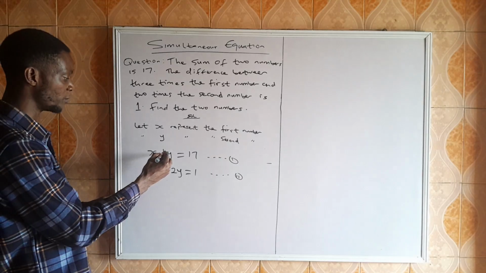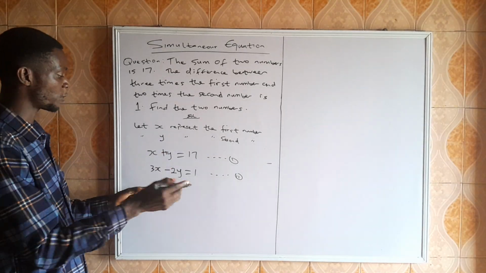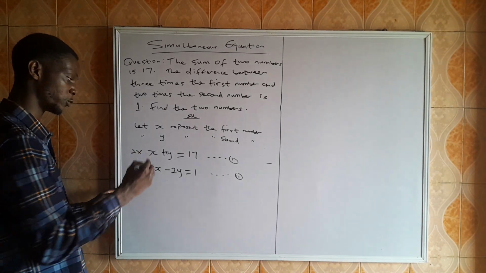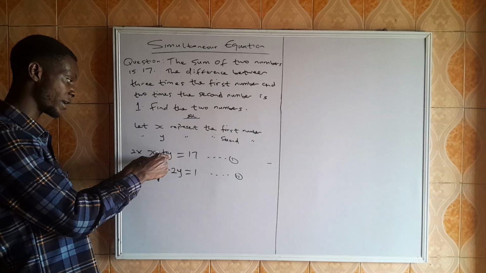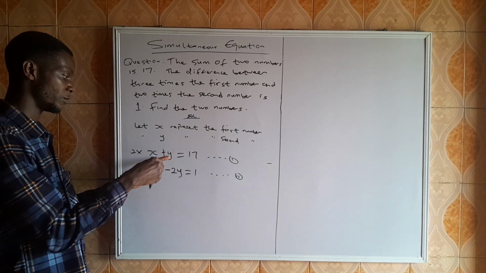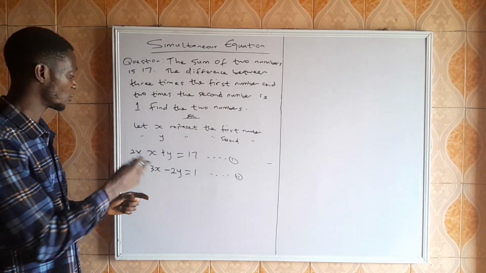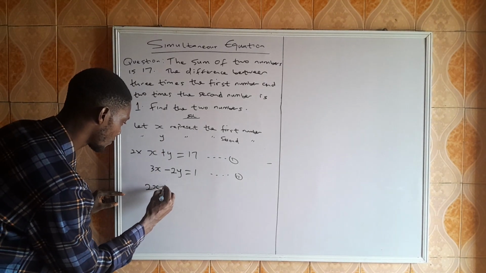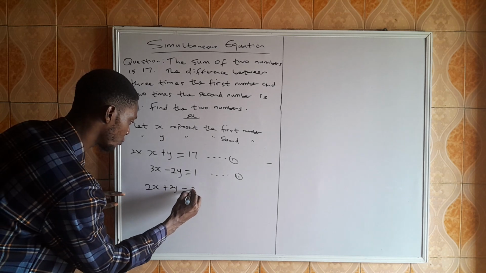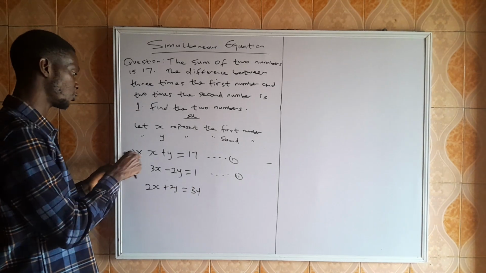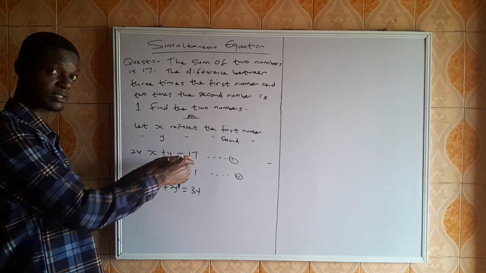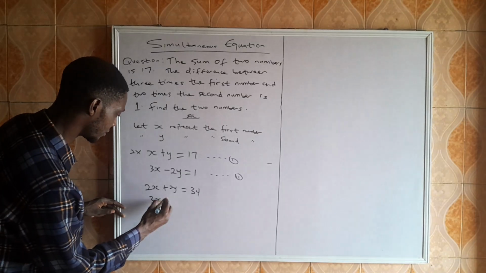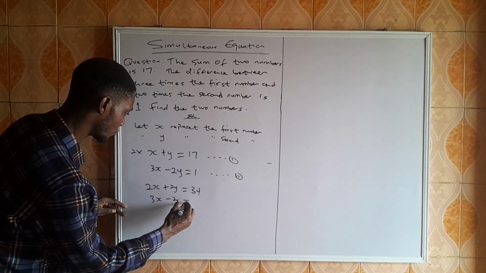In equation 1 we only have 1Y, and in equation 2 we have 2Y. That means you need to multiply equation 1 by 2. So 2 multiplied by 1Y gives us 2Y. Then we can eliminate the Y. So you have 2S plus 2Y equals 34, since 2 multiplied by 17 gives you 34. And here too, we have 3S minus 2Y equals 1.